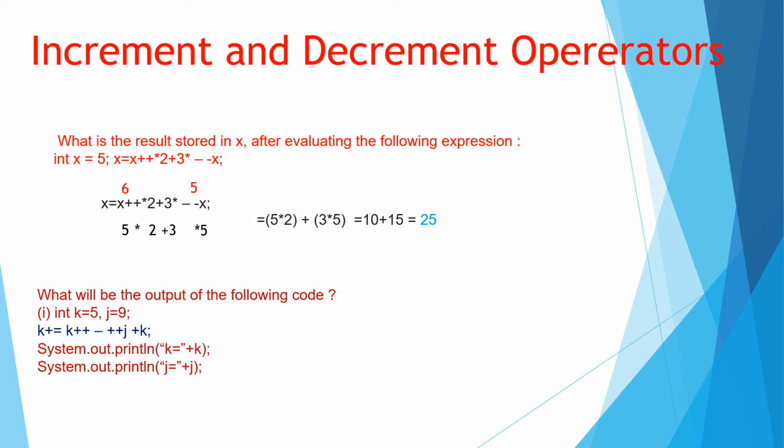What will be the output of the following code? int k is 5 and j is 9. k plus = k++ - ++j + k. System.out.println("k = " + k) and System.out.println("j = " + j). All these questions were asked in previous board exams. So now we can solve it.